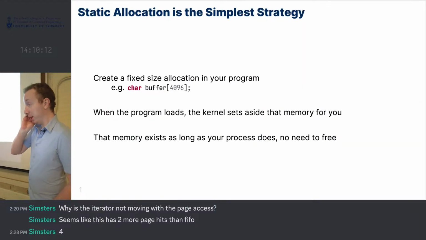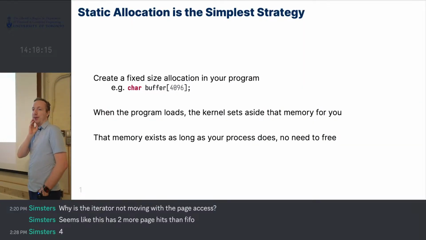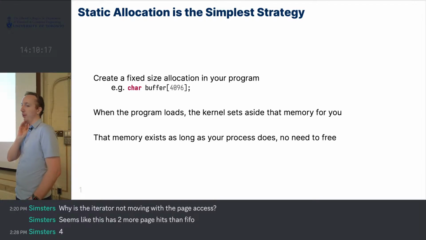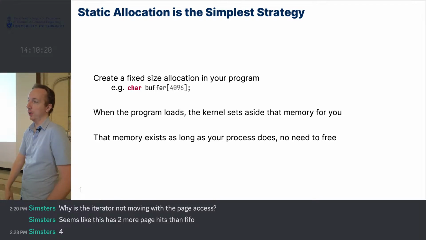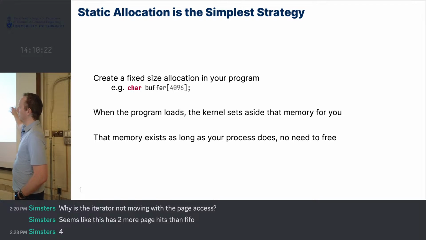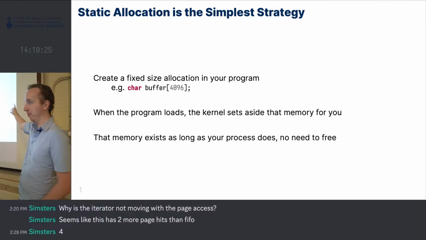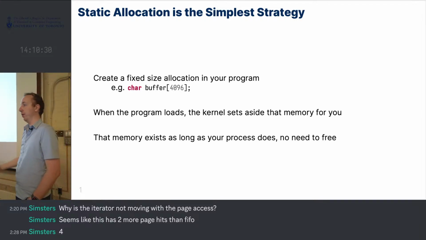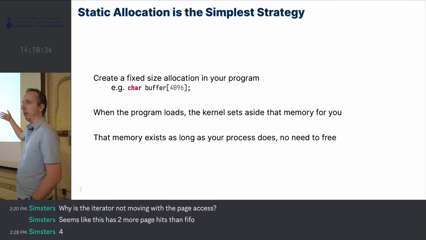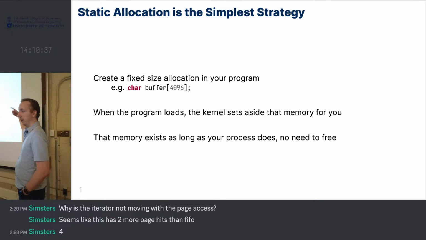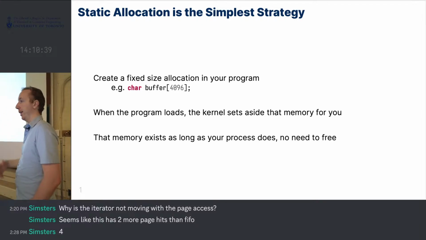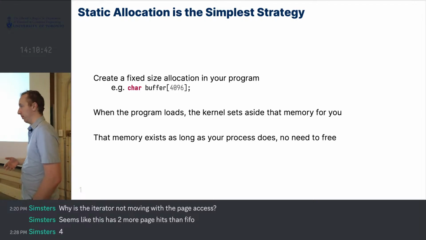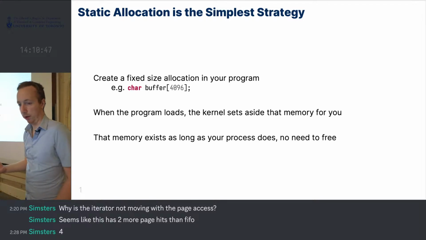Based off your labs, what you like to do is just static allocation, or just global variables. That's the simplest strategy: create a fixed size buffer in your program, char buffer, size of a page, something like that. When the kernel loads your program into memory, the compiler has picked a virtual address where that array starts, and the kernel manages that virtual memory for you, sets it aside, and makes it valid so that it actually maps into valid memory.